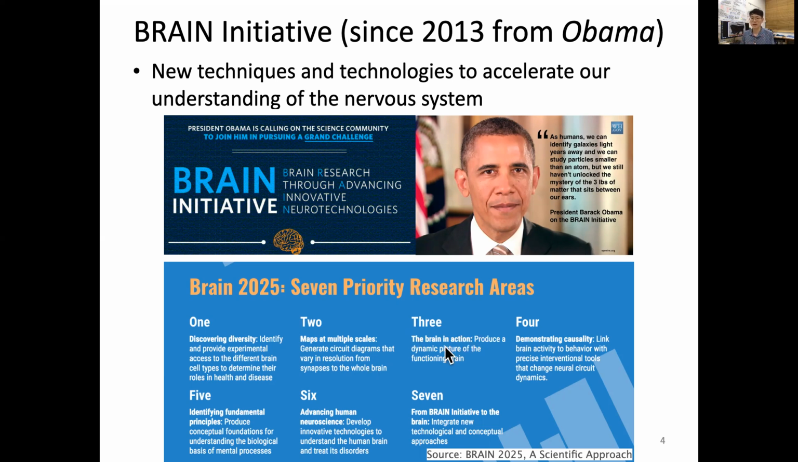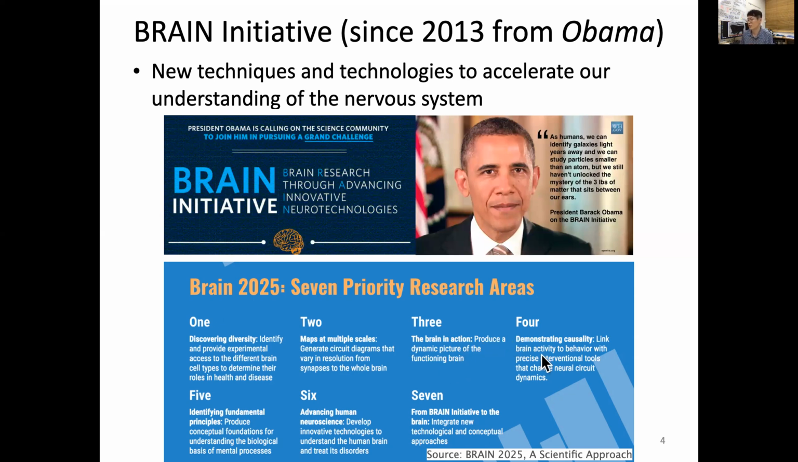And 3 is the brain in action. The majority of our previous studies are of a dead brain, which means a fixed brain, and we cut it and then look at it under the microscope, or we study the brain or nervous system, most of the time, from tissue which is harvested. But now it's time that we have better technologies which allow us to study the brain in its living condition. So we want to produce a dynamic picture of the functioning brain.